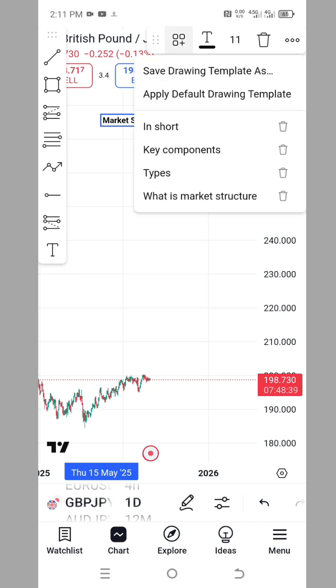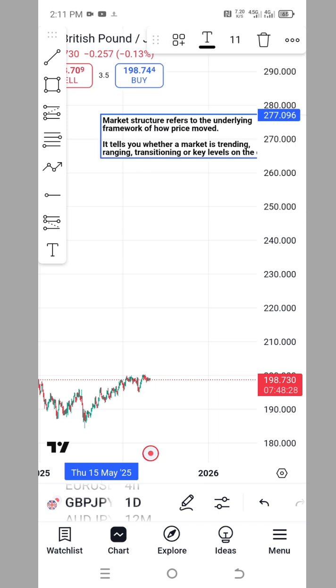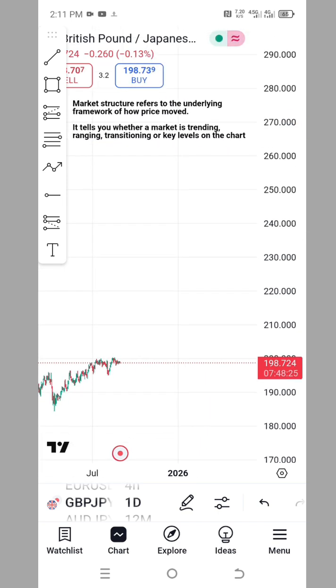So first of all, these are the prompts to discuss: what is market structure, the types, and the key components. Very straightforward and practical. So first of all, let's start with what is market structure. Market structure refers to the underlying framework of how price moves. It tells us whether the market is trending, ranging, transitioning, or what key levels are on the chart.